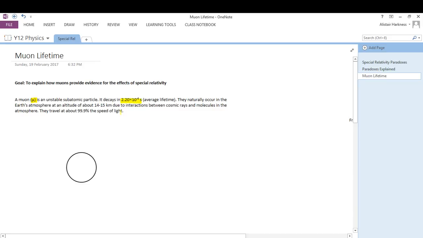Now, you don't really need to understand what those interactions are that cause the muons, but it is important to know that that's what's happening, and we know that it's happening at this height because that distance is relevant for what we're going to talk about. We also know that muons travel very fast, very close to the speed of light, about 99.9% of the speed of light.